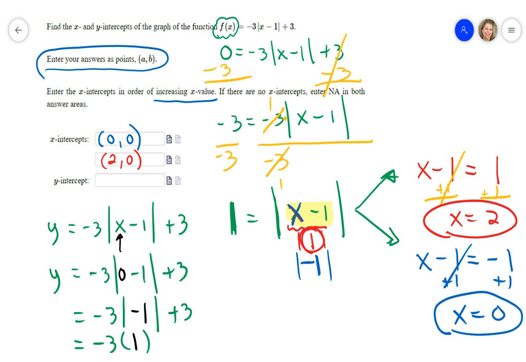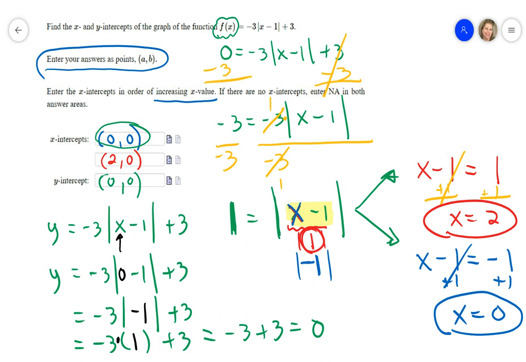Now, once I take the absolute value, my absolute value bars go away, but that -3 that's next to them still means to multiply. So either put parentheses in or put a dot in here, whatever you need to remind yourself that you're going to have to multiply, because that's the next step. -3 times 1 is -3, and -3 plus 3 equals 0. Now, if I had been paying attention, I would have noticed up here that this x-intercept, 0, 0, is the origin. That is the only point that is both the x-intercept and the y-intercept.